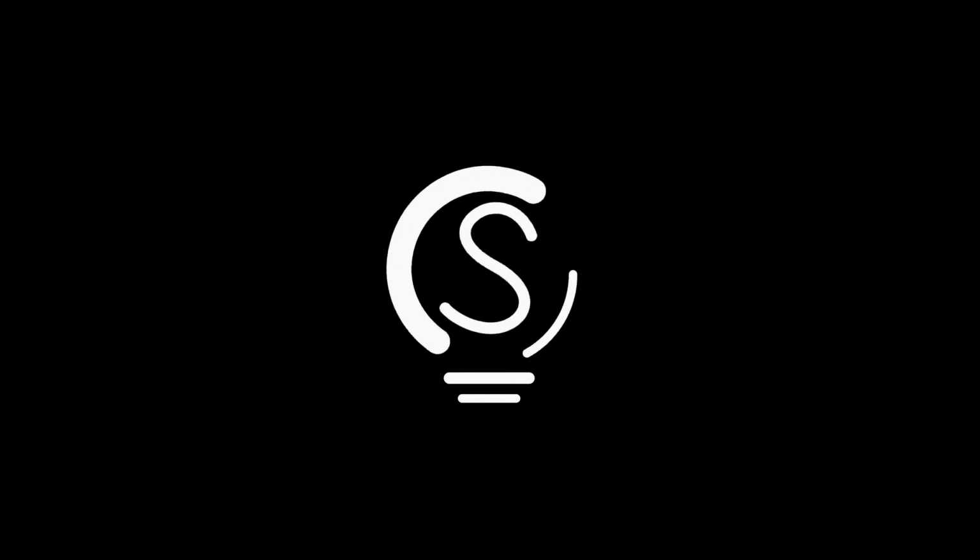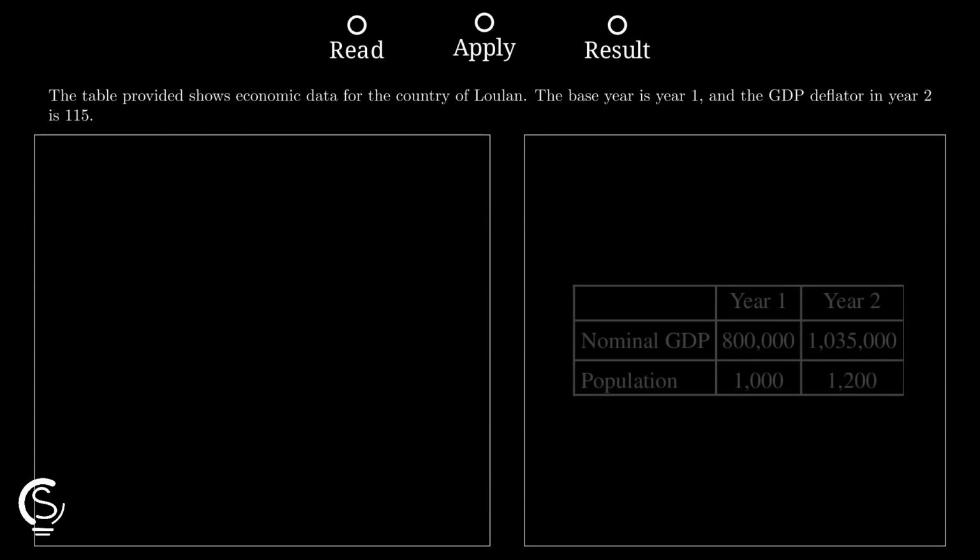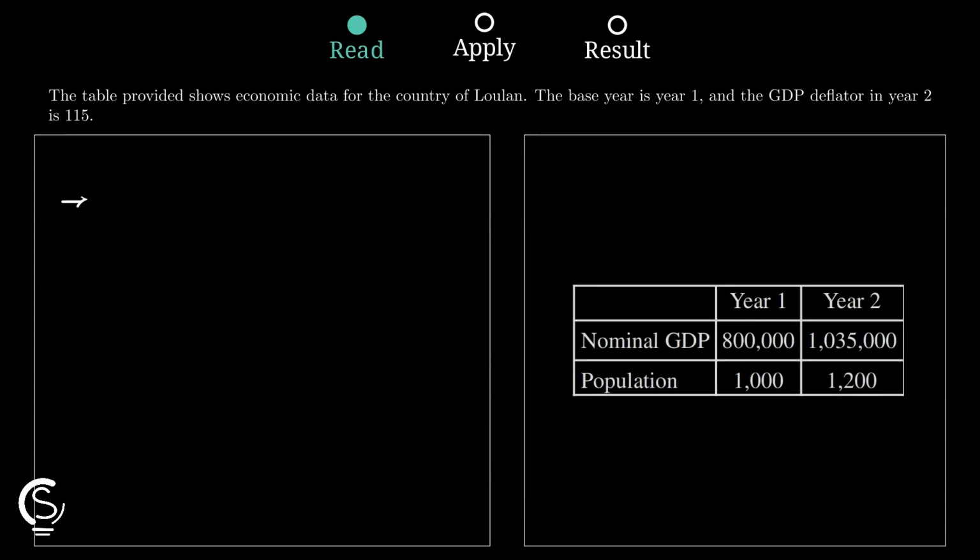Let's level up. Part A, real GDP in year 2 is nominal GDP divided by the deflator times 100. Real GDP from 800,000 in year 1 to 900,000 in year 2 raises the transaction's demand for money.